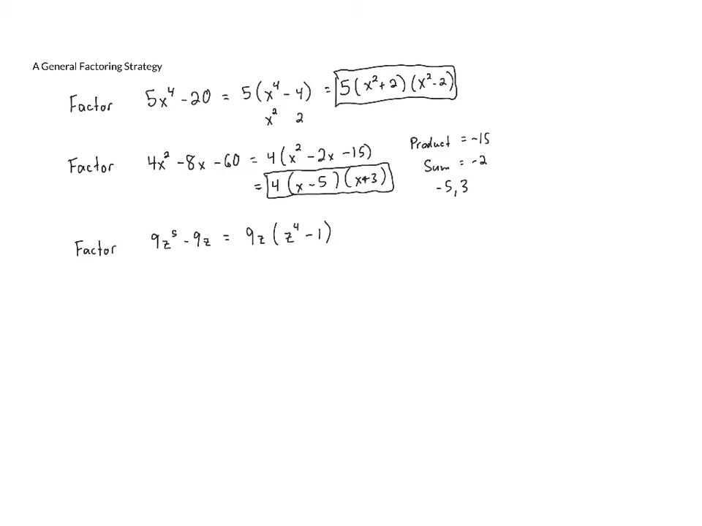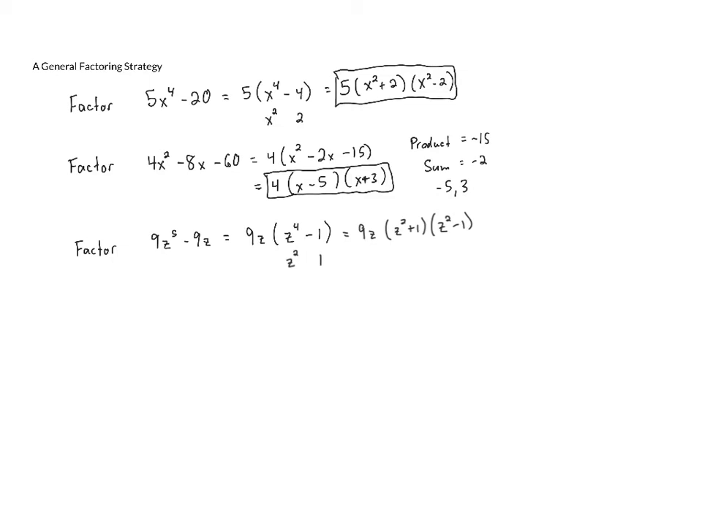Now, we want to see how many terms there are here to choose a factoring method. There are 2 terms, and the only possibility for factoring a binomial is a difference of squares. This does happen to be a difference of squares. Z to the 4th is z squared squared, and 1 is 1 squared. So when we factor that, we leave the 9z out front, and then in parentheses we have z squared plus 1 times z squared minus 1.